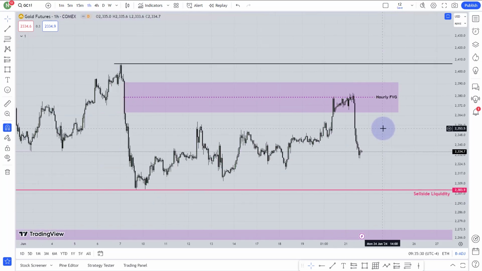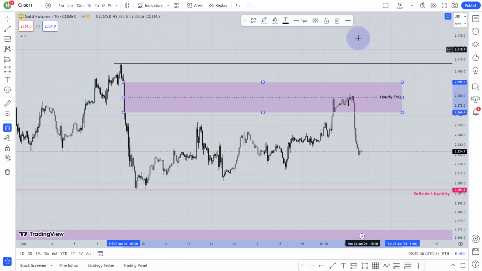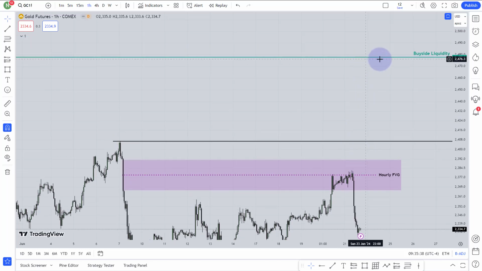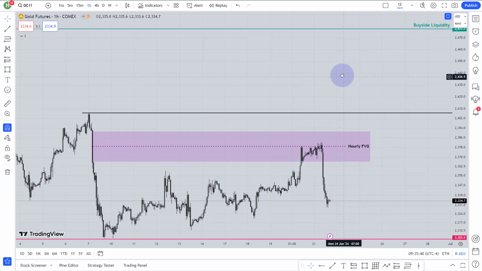So I'm bearish, but at the same time, if the market can close above this high, initially if it can close above this hourly parallel gap, then maybe the market will go for the buy side liquidity. I'm just not interested in that.